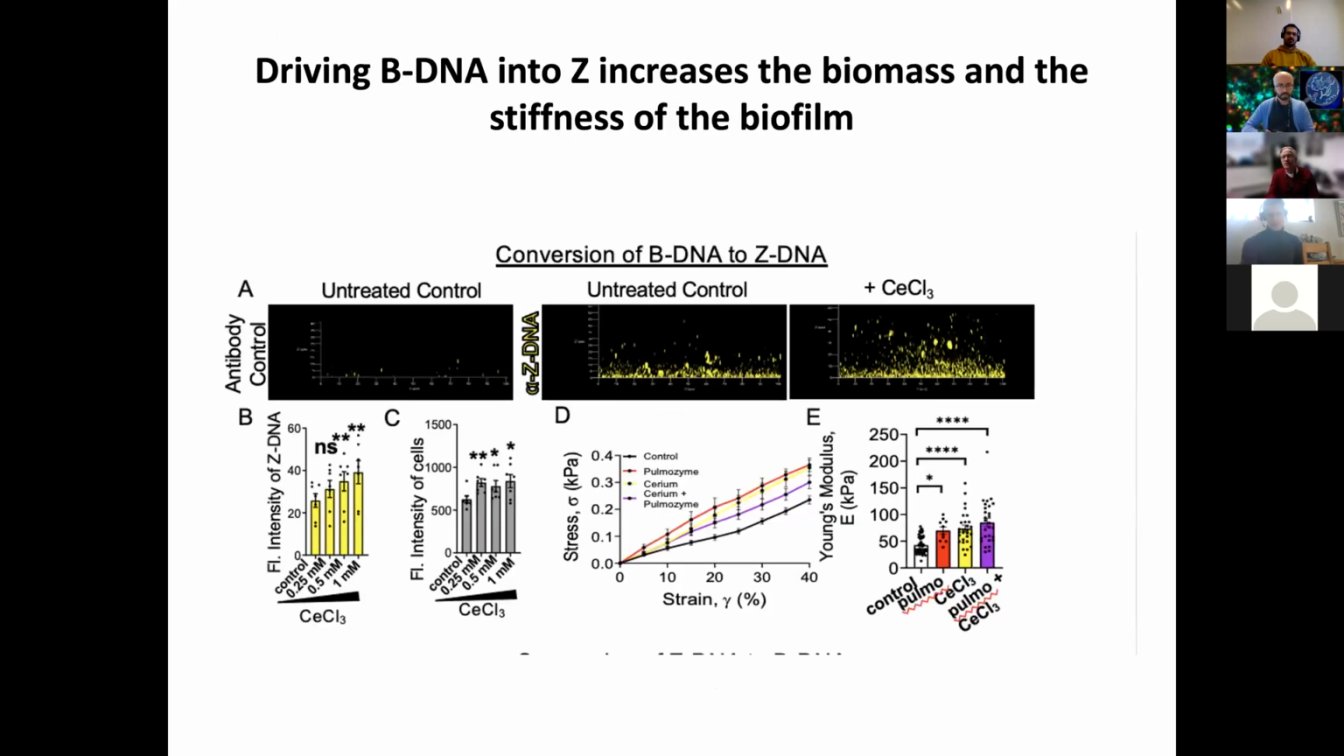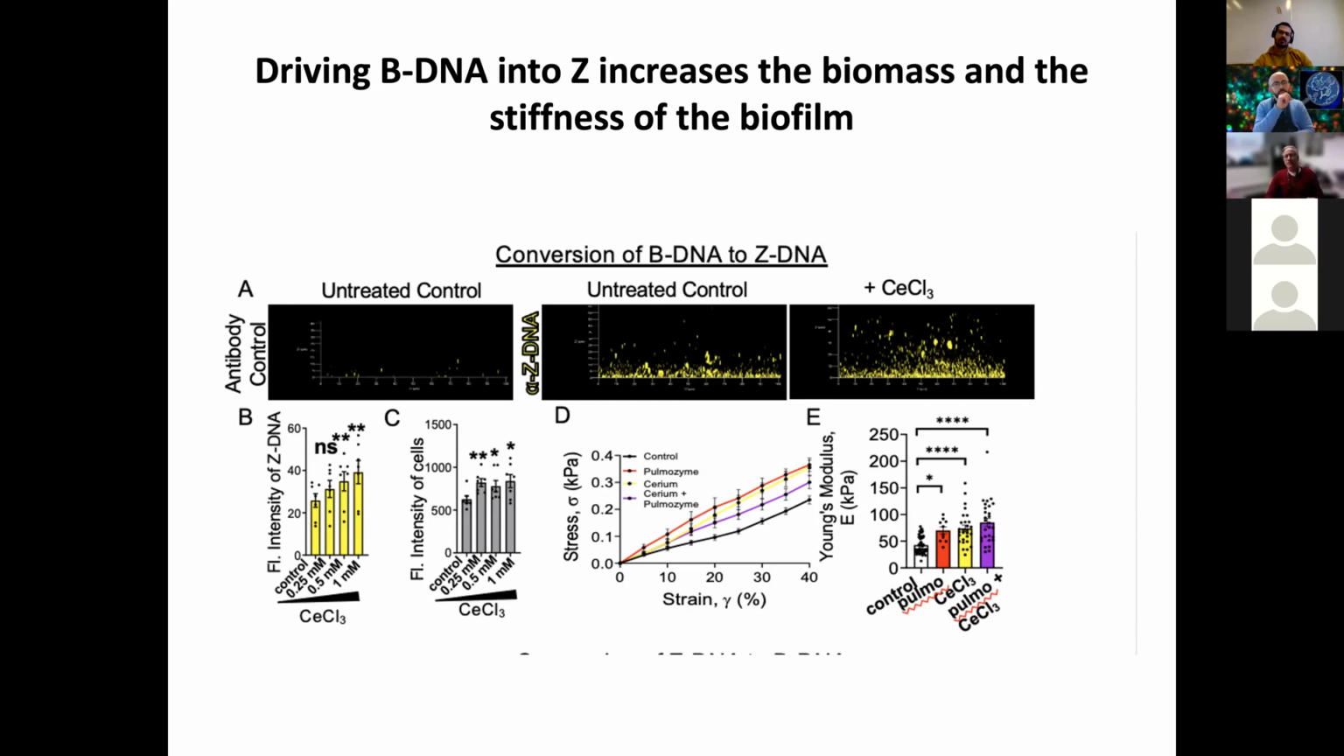To confirm this, we did 2 different experiments. One, we added cerium chloride, which we showed, and others have sort of showed, is a polycation known to drive the equilibrium from B to Z. When we added cerium chloride at concentrations that convert B to Z but do not interfere with the physiology of non-typeable Haemophilus influenzae, it actually caused the biofilm to grow in size. And what does that mean?